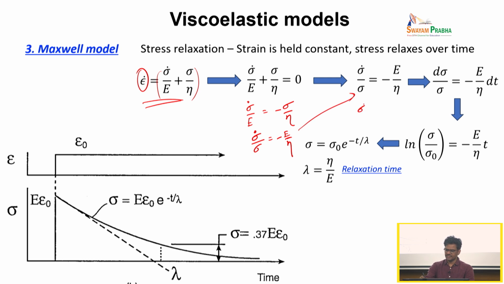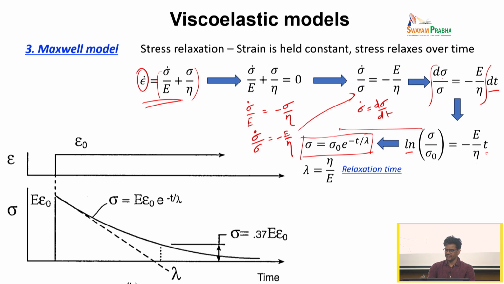And then you can write that sigma dot is nothing but d sigma by dt, and you can separate the variables d sigma and dt. When you integrate, on the left hand side you will have ln of sigma by sigma naught, and on the right hand side you will have minus E by eta times t. If you rearrange, you can show that in a constant strain experiment, the stress will relax exponentially.